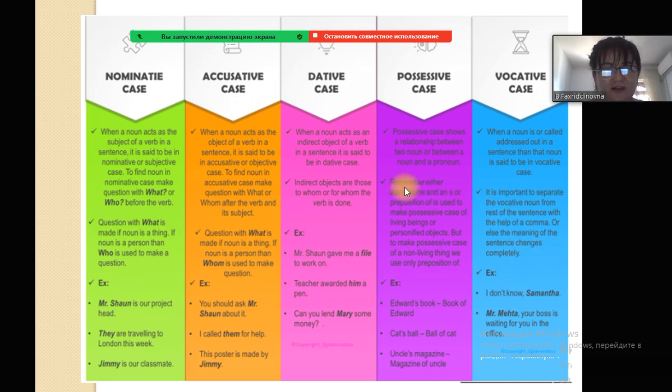In my opinion, it is very useful for you, the case of the noun in the English language.